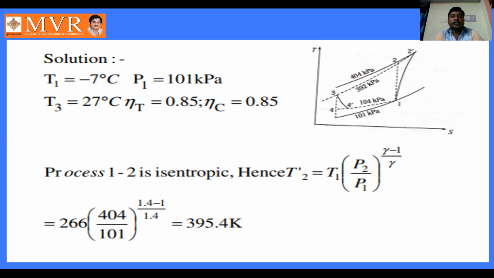We already know that T1 is equal to minus 7 degrees Celsius plus 273, which is equal to 266 degrees Kelvin, and P2 is equal to P3. Hence we know that P2 means 404 kilopascal, by P1, which is 101 kilopascals.